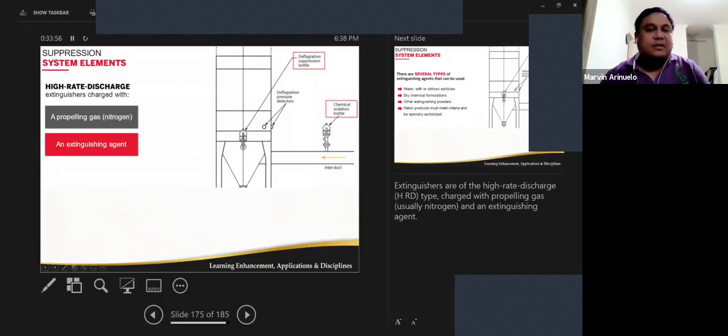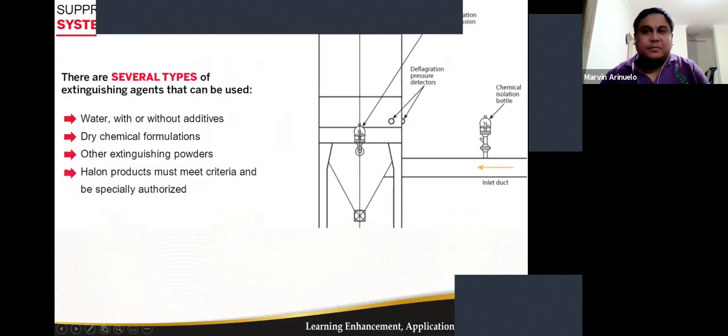Extinguishers are of the high rate discharge or HRD type, charged with propelling gas, and usually it's nitrogen, and extinguishing agent. And there are several types of extinguishing agent. Okay, one, water with or without additive, dry chemical formulation, other extinguishing powder, and halon product.